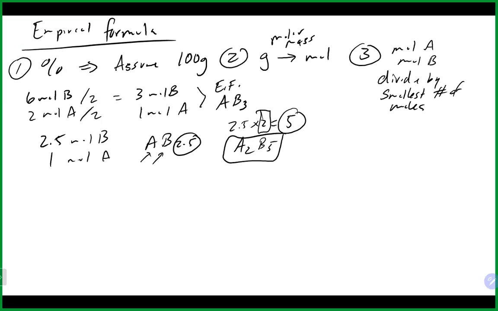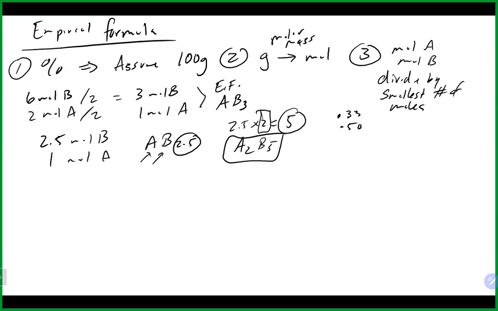So convert to grams, grams to moles, divide by the smallest. If you hit all whole numbers or close enough to round, you're good to go. That's your empirical formula. If you don't hit whole numbers, you've got to find a factor to do that. Again, not close enough to round. Endings like 0.33, 0.50, 0.25, those types of things are too far to round. You've got to figure out a number to multiply it by.